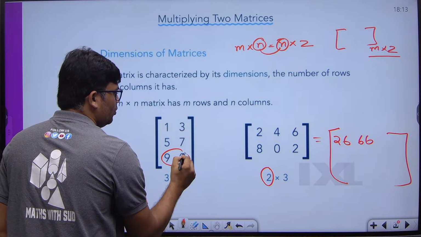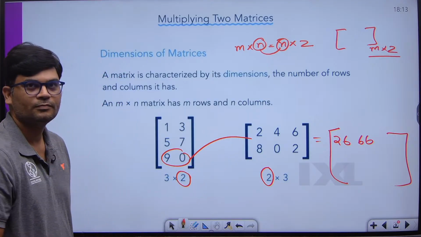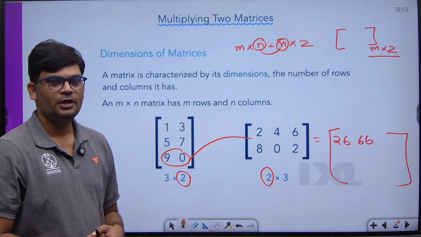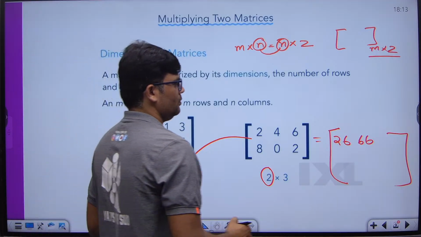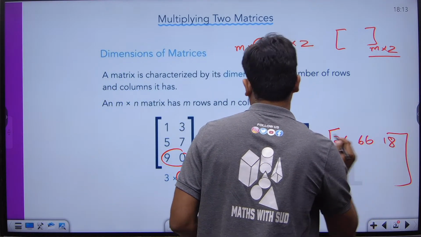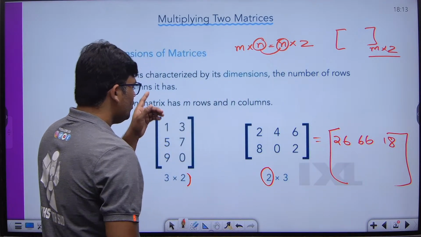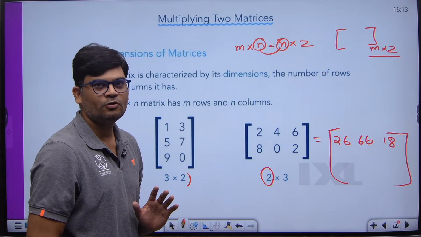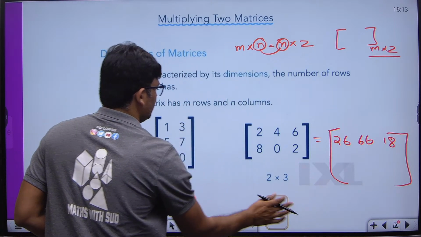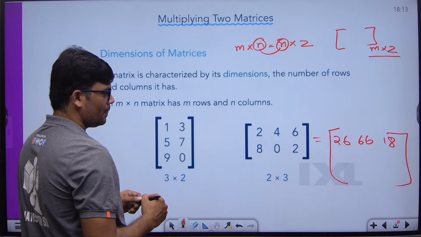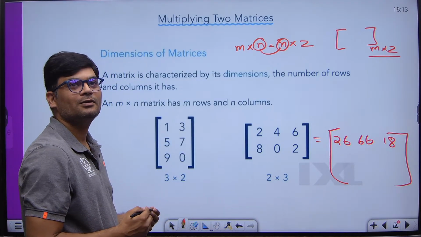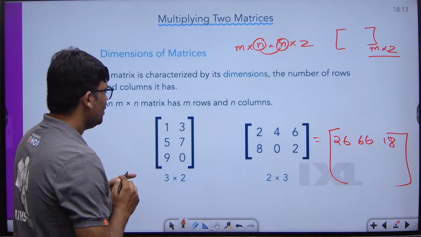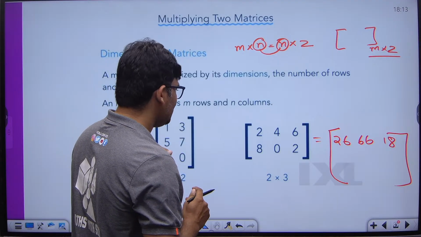Now the third row and the first column. So 9 into 2? 18. 18 plus 0? Sorry, 18. Okay. So first column done. Coming to the second column, we do the same thing, in the same way as we did for the first column. Yeah, I think I made some mistake.